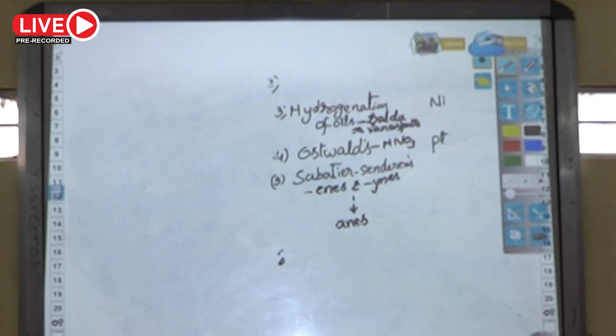So what is the catalyst in the Sabatier-Senderens process? Same: platinum or palladium or nickel. Three can be used. Nickel or platinum or palladium.